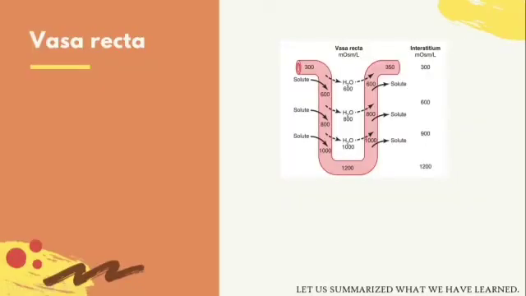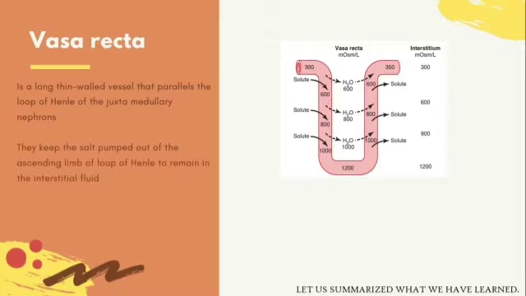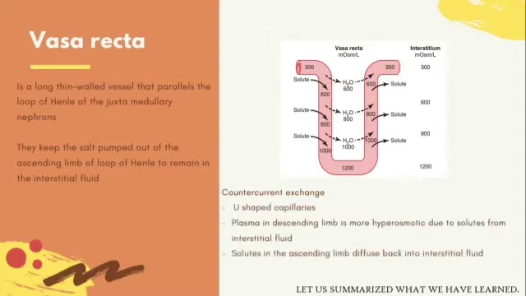Now, what maintains the medullary hyperosmolarity and prevents it from being dissipated? It is the vasa recta. This is a long, thin-walled vessel that parallels the loop of Henle of the juxtamedullary nephrons. These are U-shaped capillaries. They keep the salt pumped out of the ascending limb of the loop of Henle to remain in the interstitial fluid. The vasa recta also serve as countercurrent exchangers, minimizing washout of solutes from the medullary interstitium.